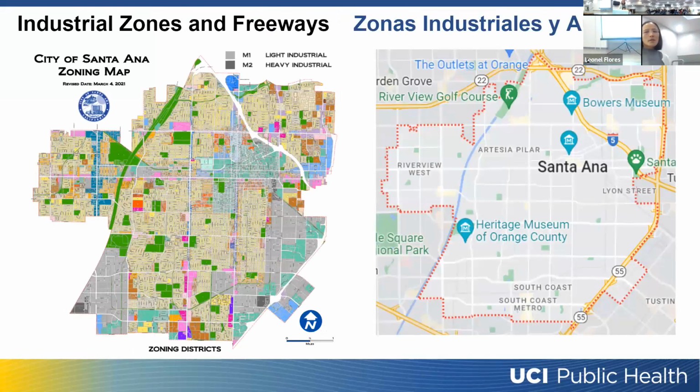So this shows you the industrial zones and the freeways. For those of you who are familiar with Santa Ana, you can see this green on the left side. These green areas are industrial zones. And then on the right figure, you can see the freeway name. So basically, there are quite a number of the industrial zones that are very close to the residential areas. The next slide.